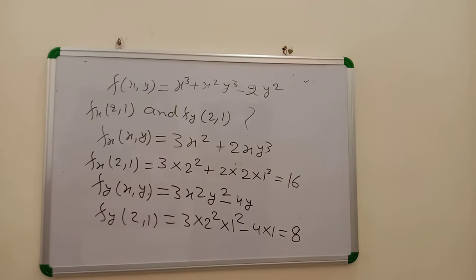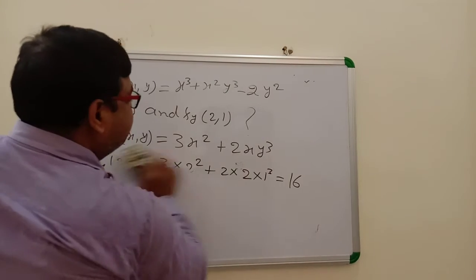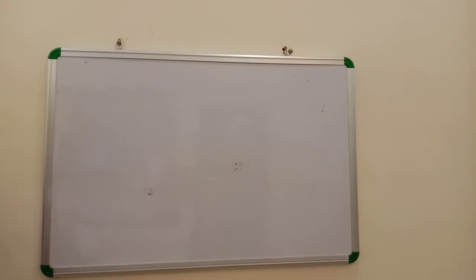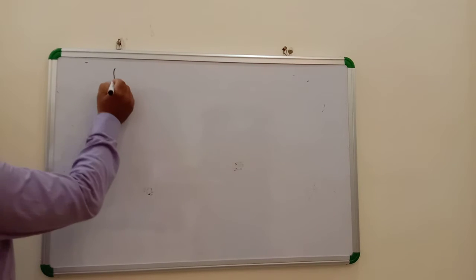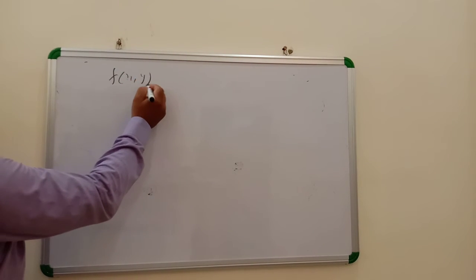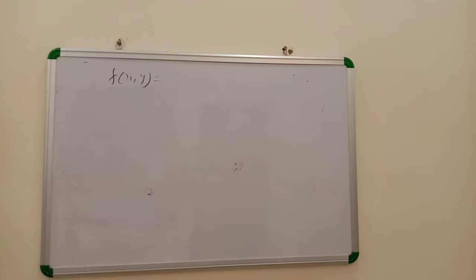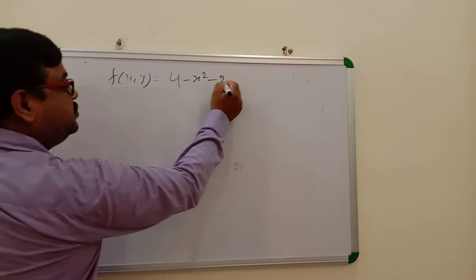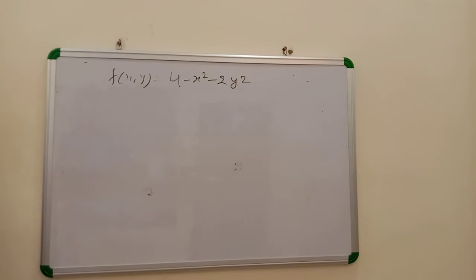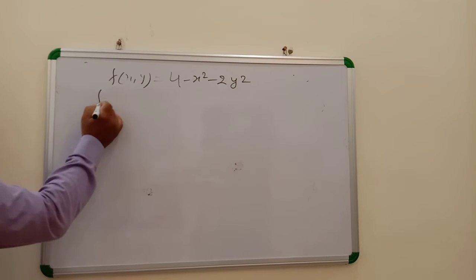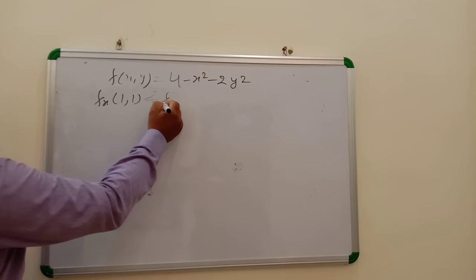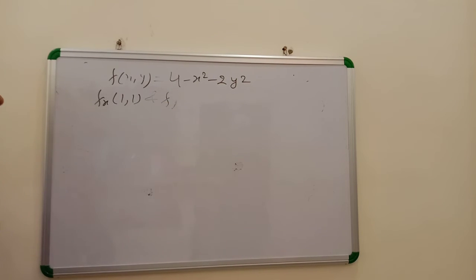Consider one more problem. If f(x,y) equal to 4 minus x square minus 2y square, then find f_x(1,1) and f_y(1,1).